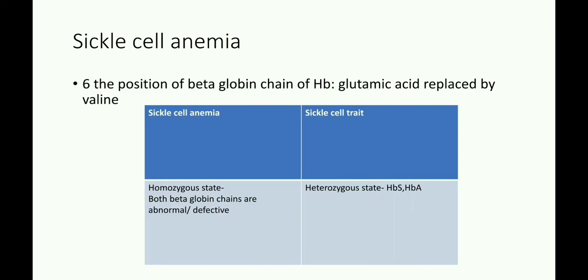Sickle cell anemia, or sickle cell disease, is the homozygous condition, which means both the beta globin chains are defective, that is, abnormal. We know that hemoglobin is alpha 2 beta 2. When both beta globin chains are affected, that is sickle cell anemia. When it is a heterozygous state, where only one of the two beta globin chains is affected, that will be sickle cell trait, in which you have HbA and HbS.